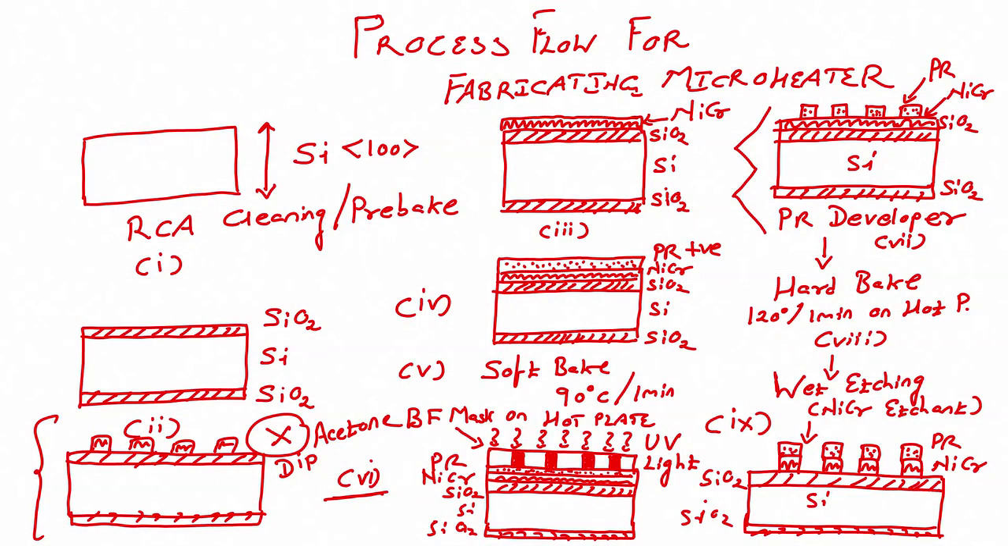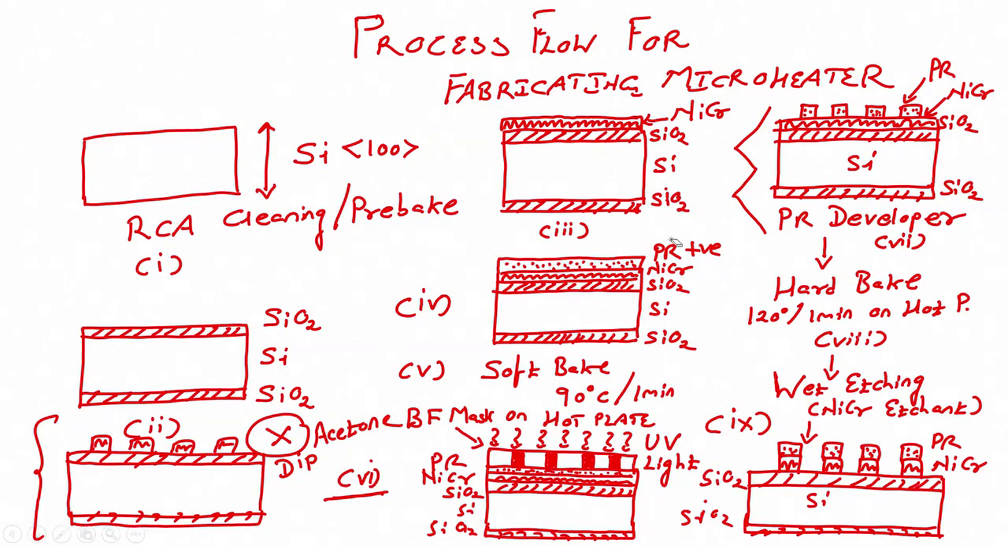Let me repeat this process quickly. Silicon, then we have oxidized silicon, then we have nichrome on silicon, oxidized silicon, then we spin coat photoresist, we perform soft bake at 90 degree centigrade for 1 minute, we load the mask, we align the mask, then we expose the mask with UV light. After that we unload the mask, right, dip this wafer in photoresist developer and develop the photoresist.